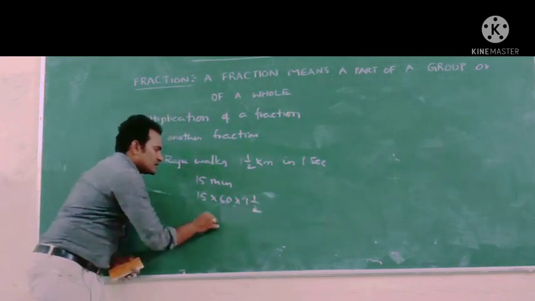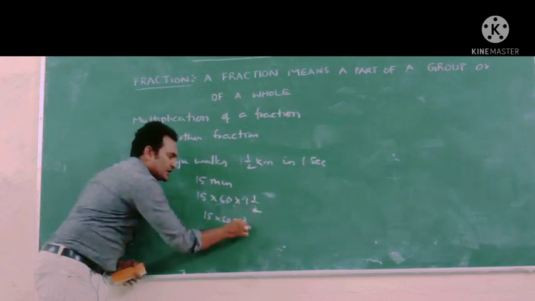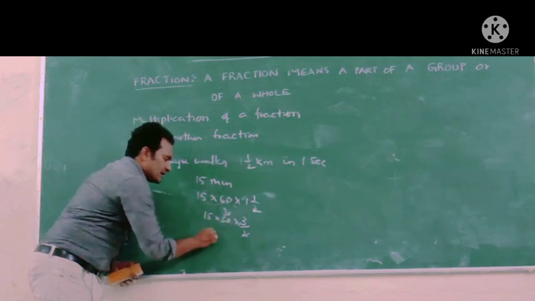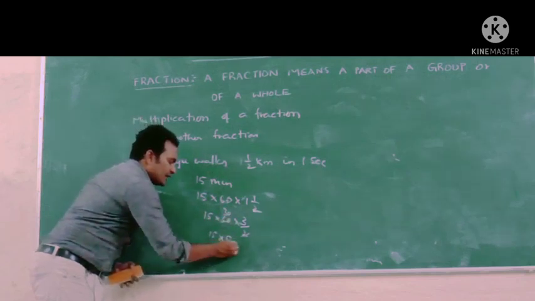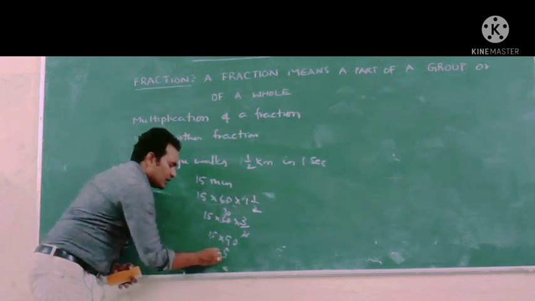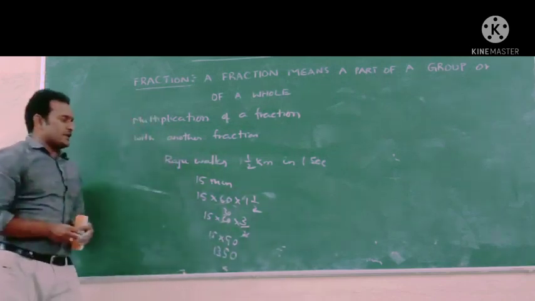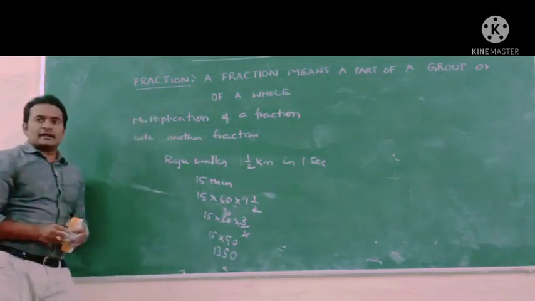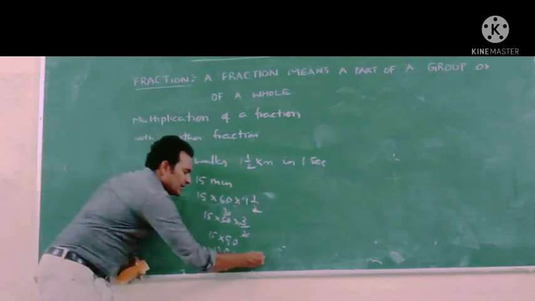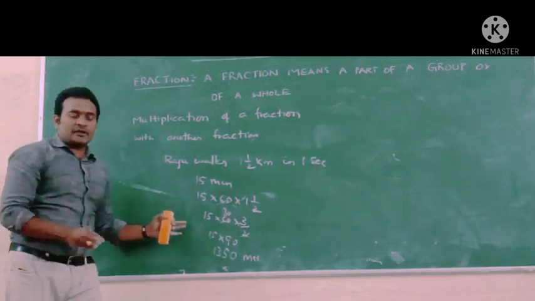So 15 into 60 into 3/2. 3 into 60 is 90... 15 into 90 gives 1350. So he can walk 1350 meters in 15 minutes.